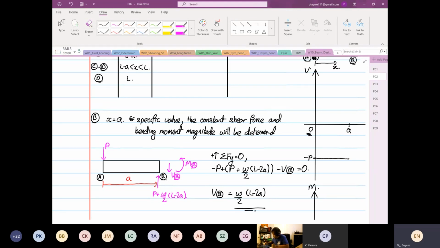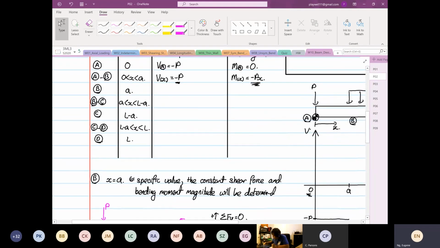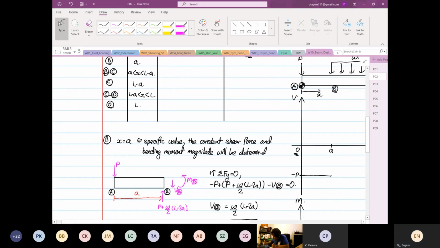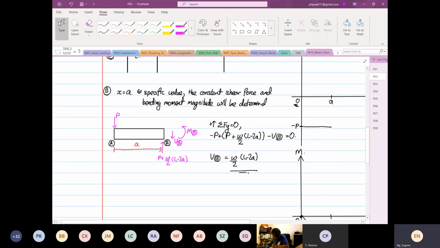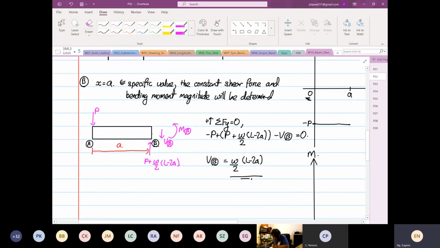Okay. So down here, immediately, you write down that VB is equal to omega over 2, right? (L minus 2A). Okay, then we do our moment. Okay, so again, this is the point where we take our moment. Okay, that's the point we take our moment. So we're going to do summation of moment in the Z direction at x is equal to A or at point B.